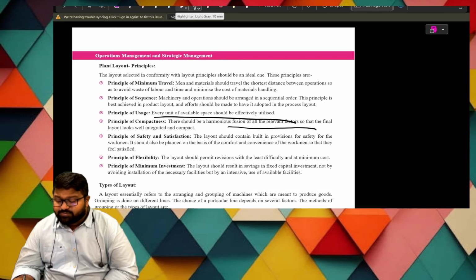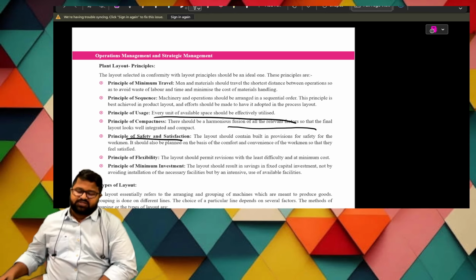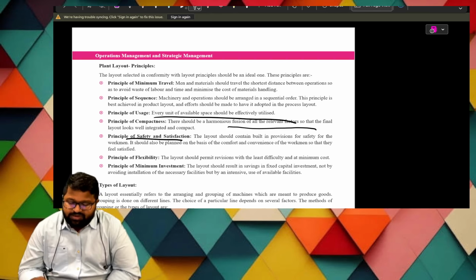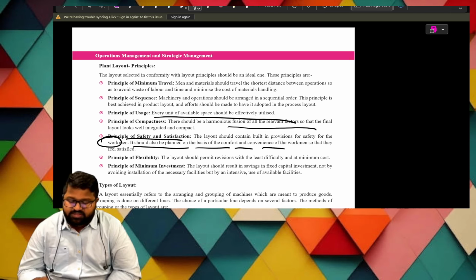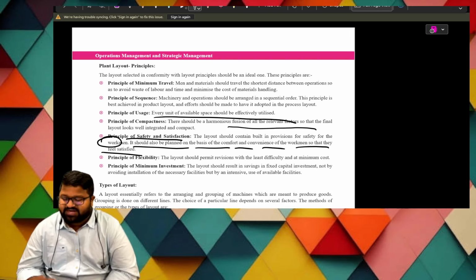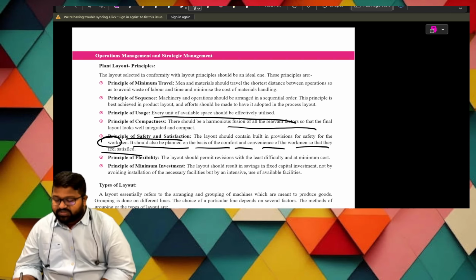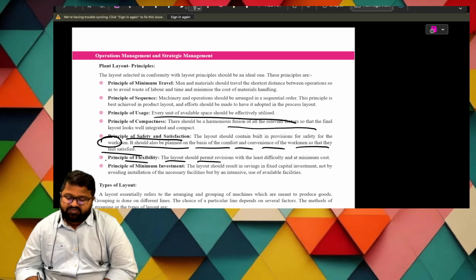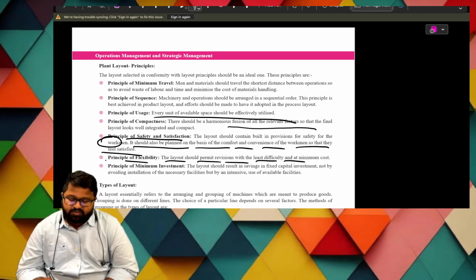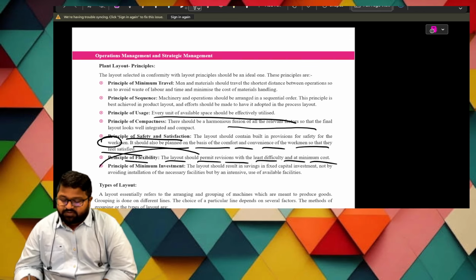Next, principle of safety and satisfaction. The layout should contain built-in provisions for the safety of the workmen, and it should also be planned on the basis of comfort and convenience of the workmen so that they will be satisfied. Next one, principle of flexibility. The layout should permit revisions with the least difficulty, minimum cost and minimum investment.